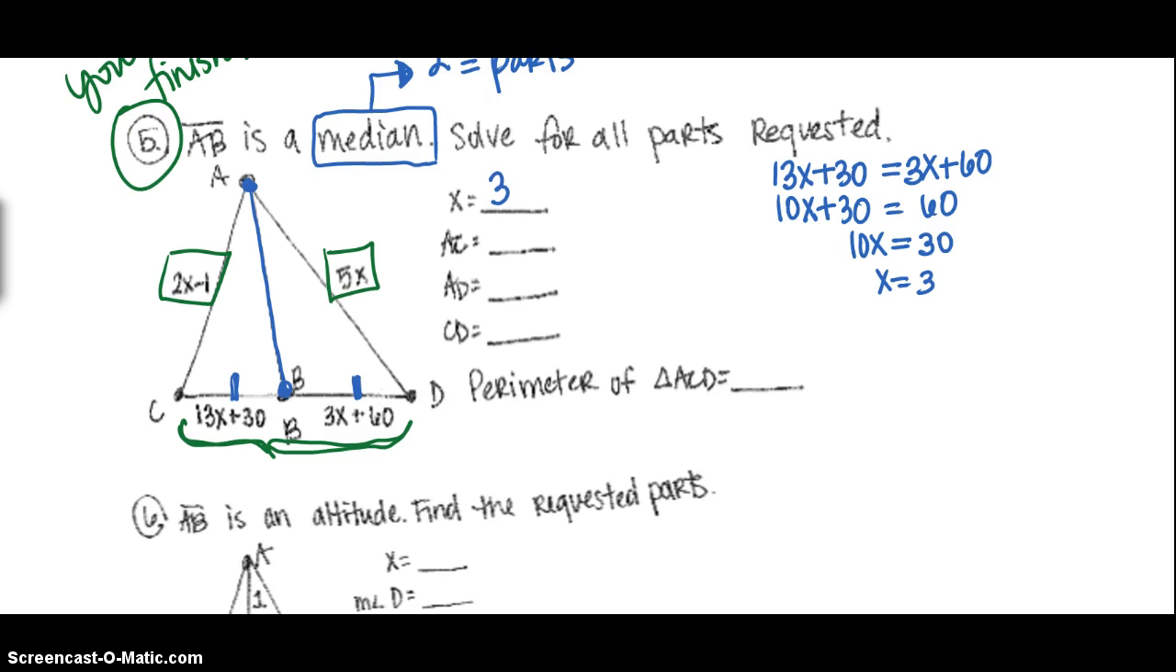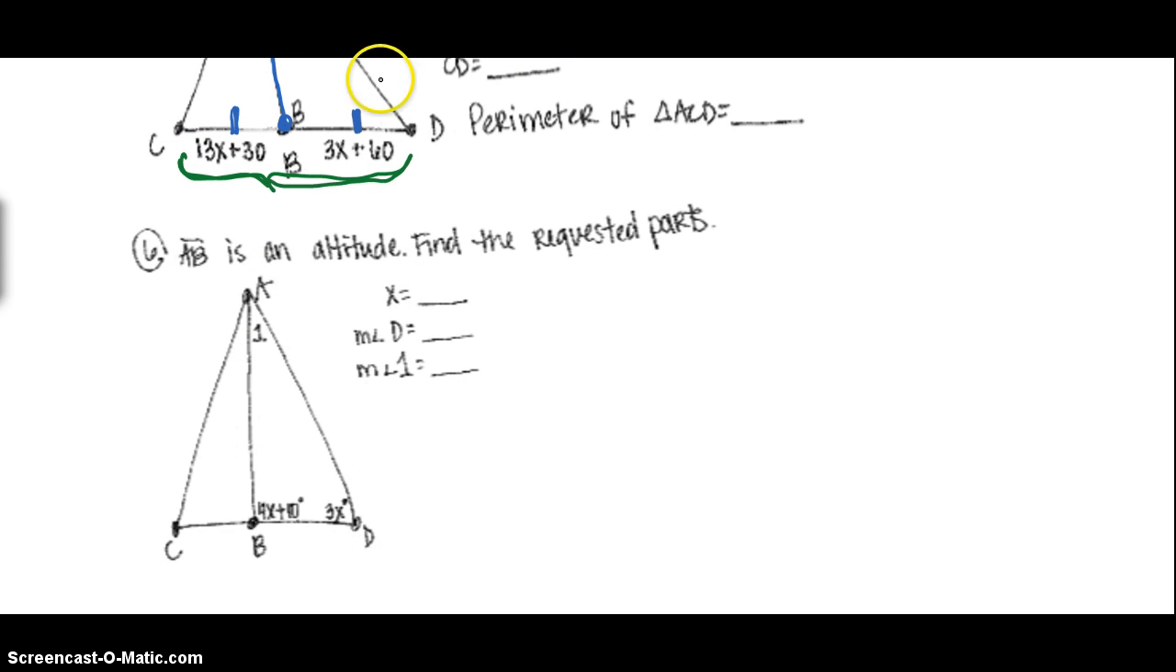All right, so let's look at 6. On 6 it says AB is an altitude. What does altitude mean? Altitude means it's going to form a 90 degree angle. So let's look at the picture. AB forms a 90 degree angle. That must mean that 4x plus 10 is equal to 90 degrees.